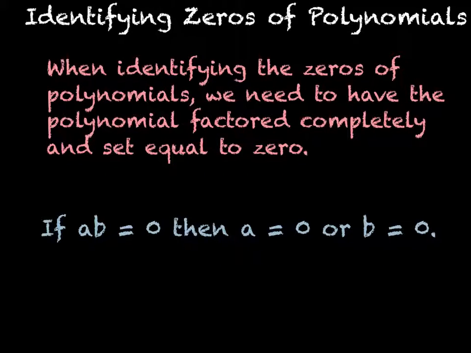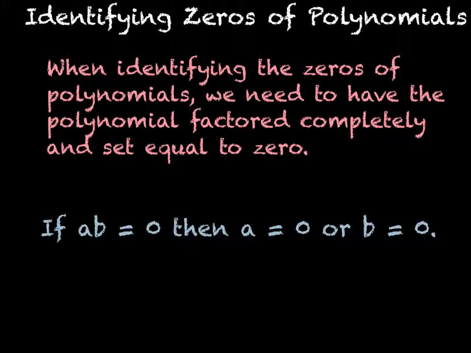Identifying zeros of polynomials. When identifying the zeros of any polynomial, we need to have that polynomial completely factored out, and then we set it equal to 0. And the reason this works is because of the zero product property, which states if A times B equals 0, then either A equals 0 or B equals 0.